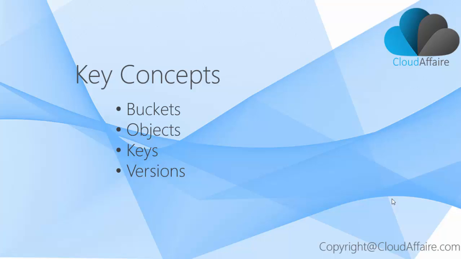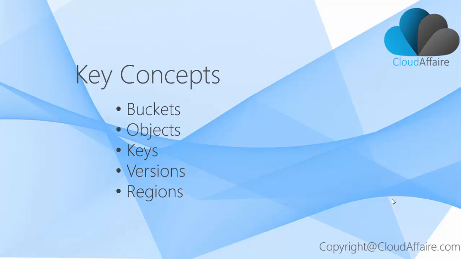Versions. Versioning is a means of keeping multiple variants of an object in the same bucket. You can use versioning to preserve, retrieve, and restore every version of every object stored in your Amazon S3 bucket. In one bucket, for example, you can have two objects with the same key, but different version IDs.